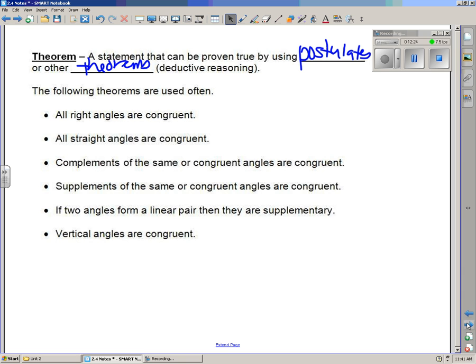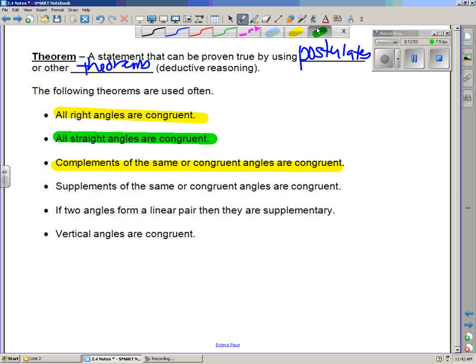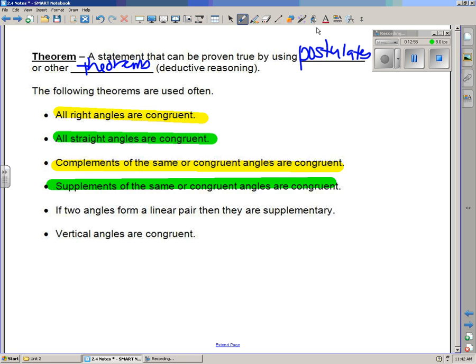One of them, all right angles are congruent. Well, that makes sense. I've got a right angle in one triangle and a right angle in another. All right angles have to be congruent. All straight angles are congruent. Complements of the same or congruent angles are congruent. So if I've got congruent angles, and then I want to talk about their complements, the things that make them add to 90, they're going to be congruent as well. That's this one. Similarly, supplements of congruent angles are congruent. We've talked about this one already.